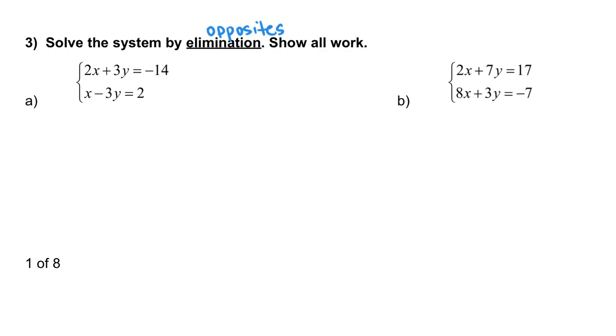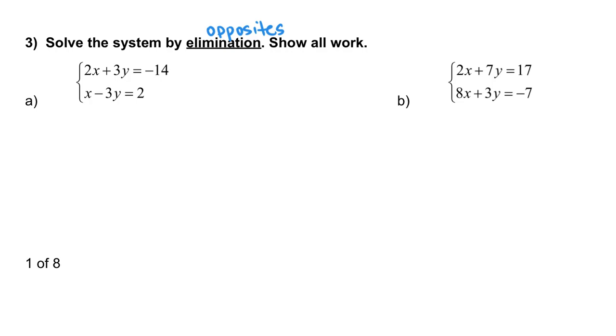Let's talk about b, because b is a little different. I have 2x plus 7y equals 17, and I have 8x plus 3y equals -7. I don't have any opposites, so I have to think about making an opposite. And you can really do either the x's or the y's. In this case, it's going to be easier to cancel out your x's because I can just multiply 2x by something to get the opposite of 8x. So I'm looking to get a -8x. That's what I want to have right here.